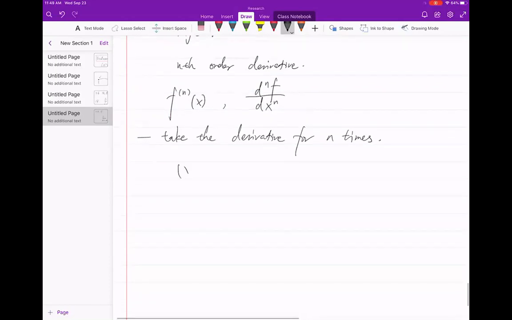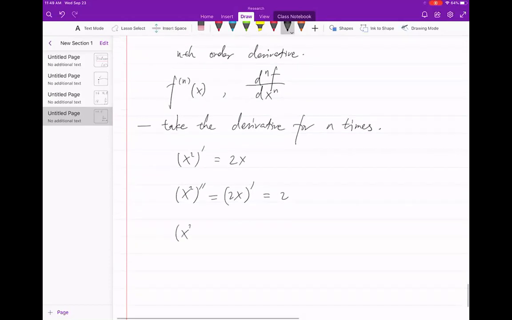For example, this one is 2x. This one's second order derivative is going to be 2. First, do the derivative once, do it twice, and then do it 3 times, which is 0.